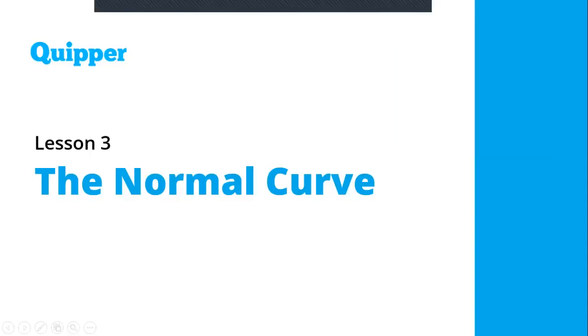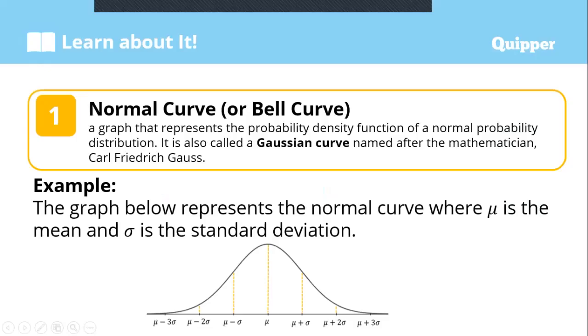Okay, next is the normal curve, also called the bell curve. It is a graph that represents the probability density function of the normal probability distribution. It is also called the Gaussian curve, named after the mathematician Carl Friedrich Gauss.